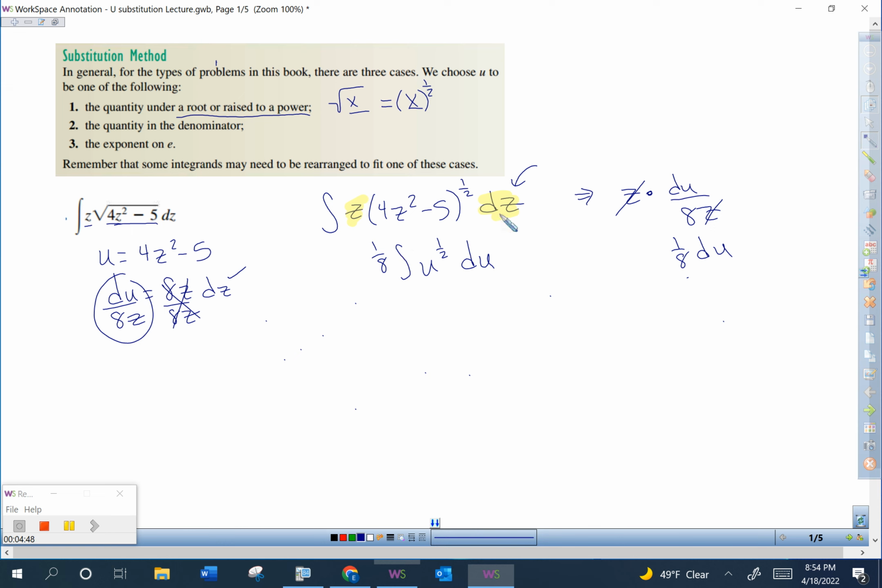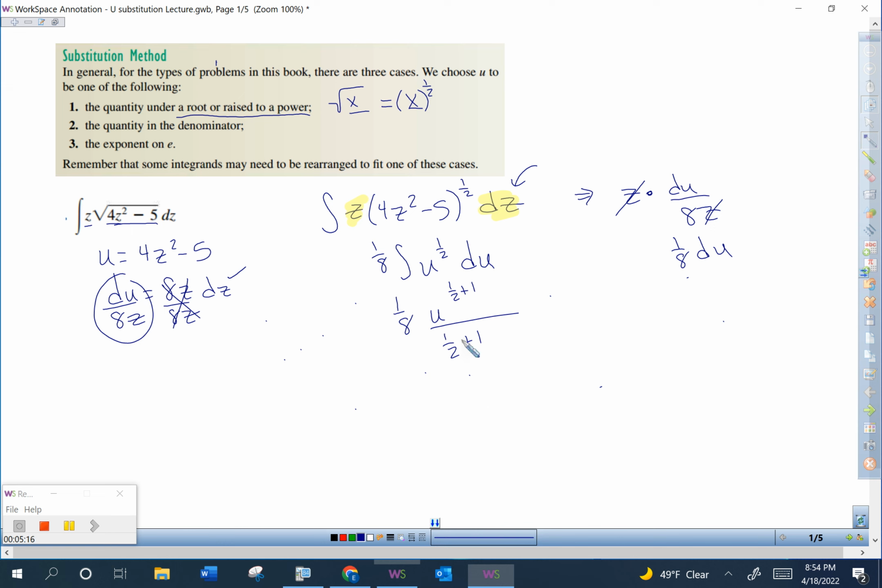Okay, so if you struggle, try that. But now we're able to use our power rule to finish this out without having to worry about all the crazy stuff that's taking place by u. So here our 1/8 just stays, and our u goes 1/2 plus 1 to our power, and we're dividing by that same thing, the 1/2 plus 1.